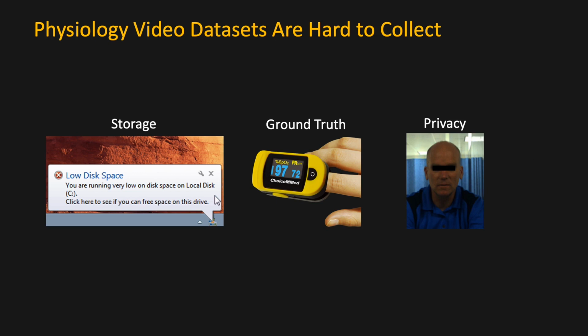While these methods hold great promise for low-cost and scalable physiological monitoring, physiology video datasets are hard to collect because they usually require high-quality videos, which require large storage, access to a ground truth sensor, and privacy concerns. This makes it hard to train machine learning models in iPPG applications, and most recent work still uses non-machine learning methods.